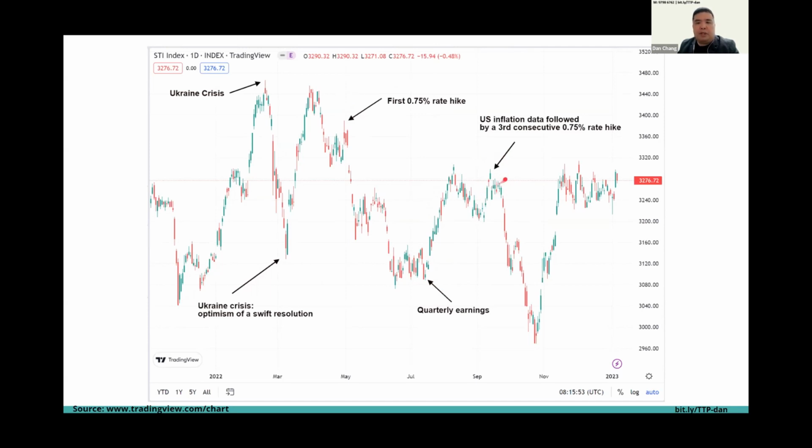For those who have been watching the market, you may remember that back in September there was a so-called, I won't call it a black swan event, but a surprise event. The US released their August CPI figures and it surprised on the upside. That took a lot of people by shock, I would say. What followed next was a third consecutive 0.75% rate hike.